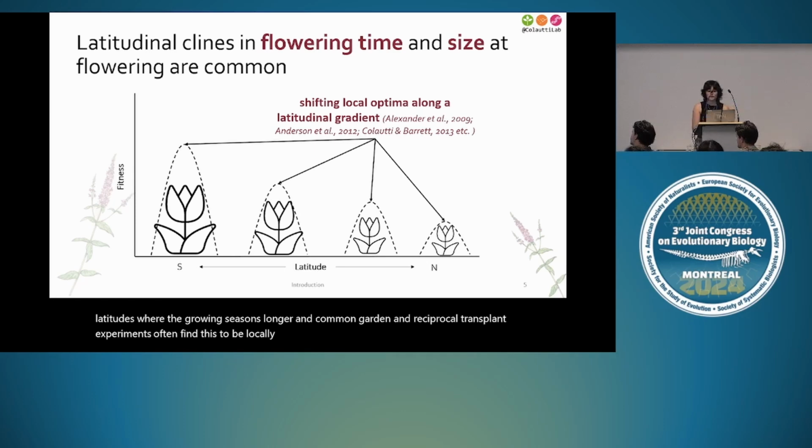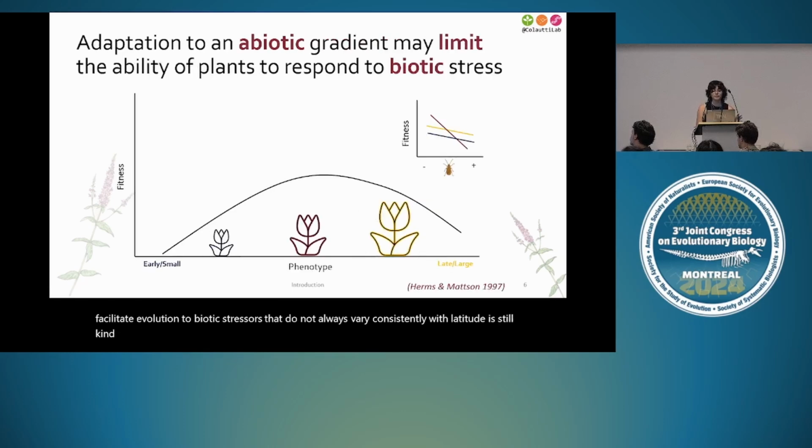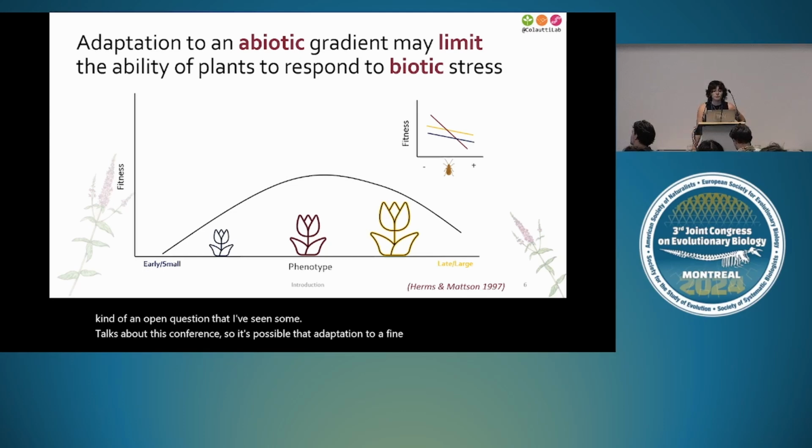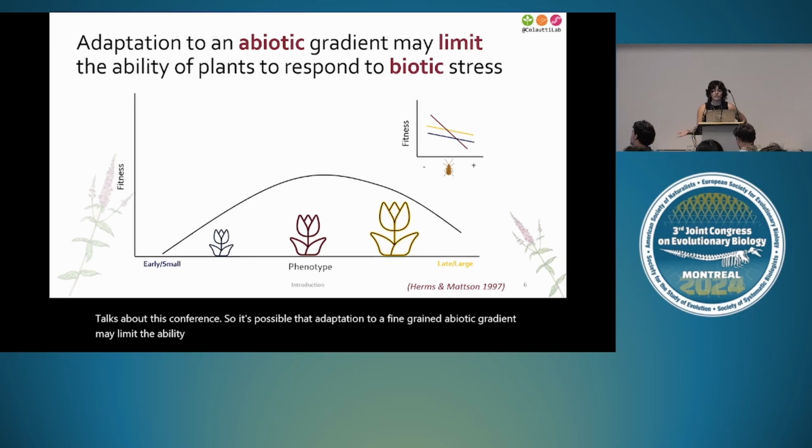However, the extent to which this phenological and size adaptation to environments that vary consistently with latitude limits or facilitates evolution in response to biotic stressors that do not always vary consistently with latitude is still an open question that I've seen some really cool talks about at this conference. So it's possible that adaptation to a fine-grained abiotic gradient may limit the ability of plants to respond to biotic stress, especially if there are strong constraints imposed on the developmental phenotype.